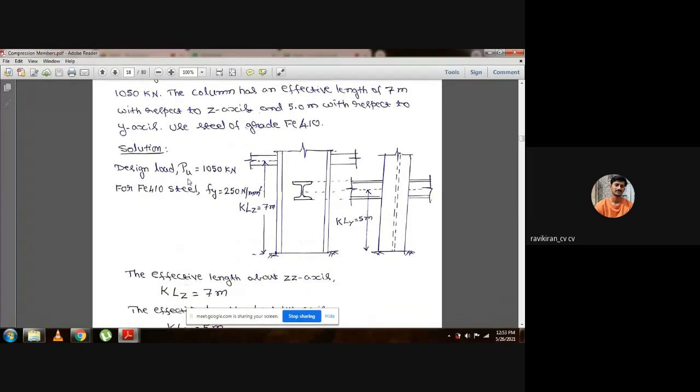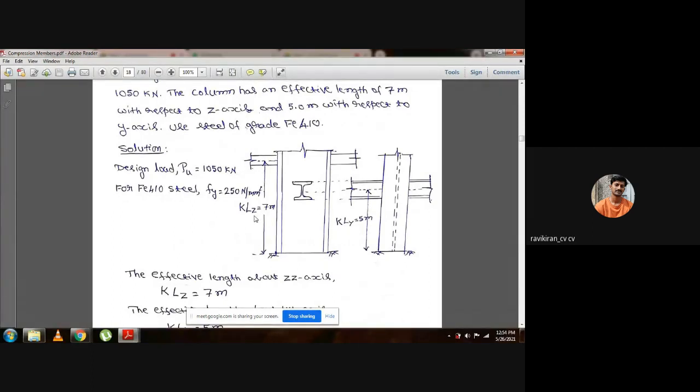Design load Pu is directly given as 1050 kilonewton, and this is the section. See, the vertical member, where the arrow is moving, can be considered as the column, which has 7 meter height, and the other section. So one more section is there here. See, from the bottom, it is 5 meter, KLY direction.